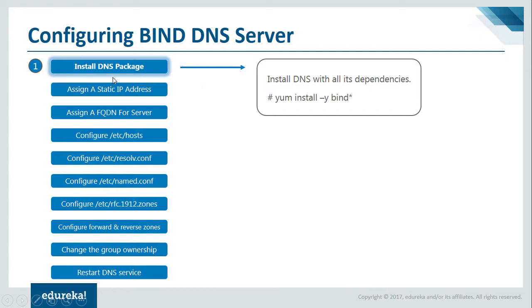Now since it's bind which I'm going to install, we issue the command yum install -y bind*. So the asterisk here represents the fact that I want to install all the associated packages of bind. Now there is something called bind-chroot and bind-utils. Those are also important for us to work with our bind DNS server. So by giving an asterisk, all the associated dependencies and packages of bind would be installed.